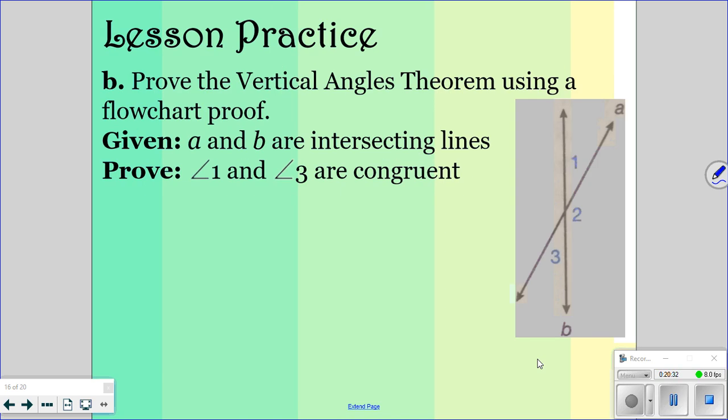Okay, so now we have to prove the vertical angles theorem using a flowchart proof. So we're proving vertical angles, so we can't use the fact that angles 1 and 3 are vertical. We actually have to do something else. So the first thing that we're given is A and B intersect. And so that's the given.